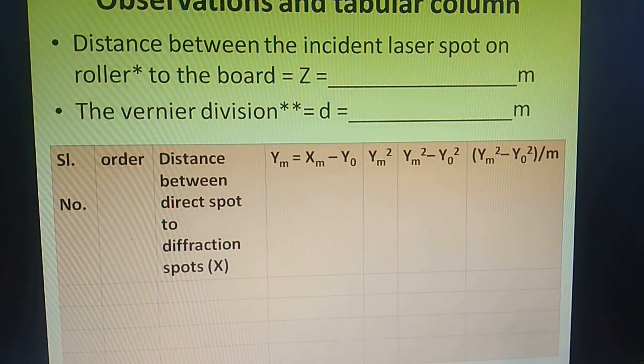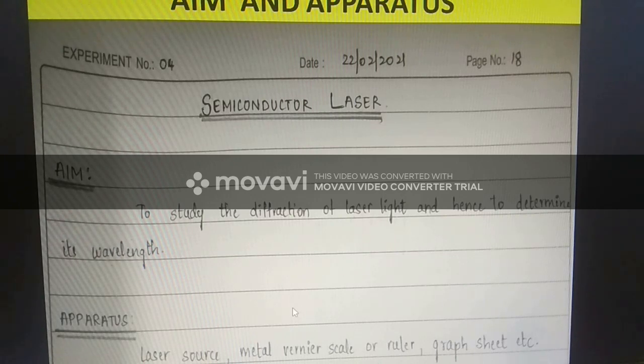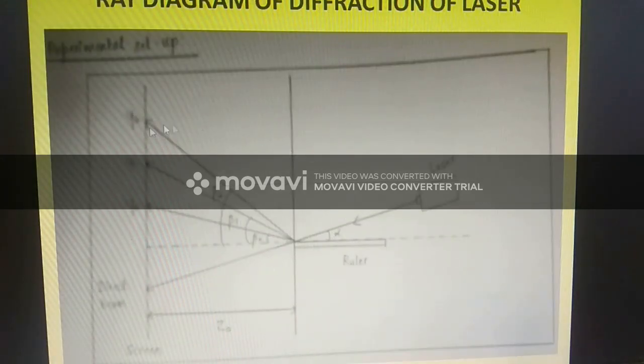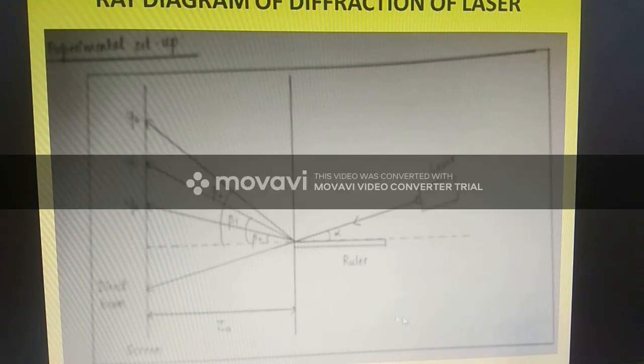Now let us take a model here. This is the model, a semiconductor laser. The aim and apparatus are written. You find the diagram I have shown neatly before, and in the book the diagram is like this. This is the direct beam. Here instead of x0 they have given y0, y1, y2, no problem. Then this is a scale. Now let us see how the readings are taken.